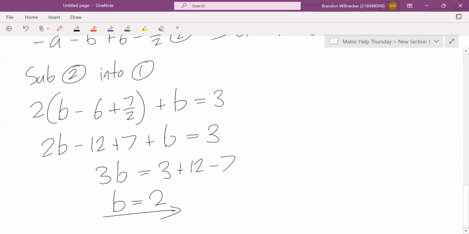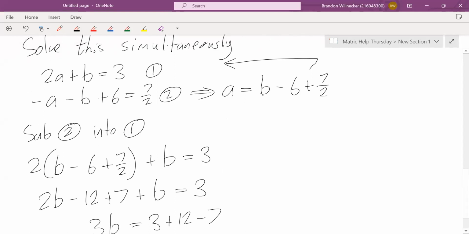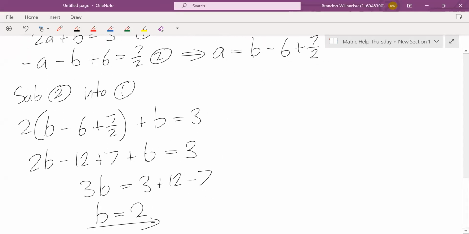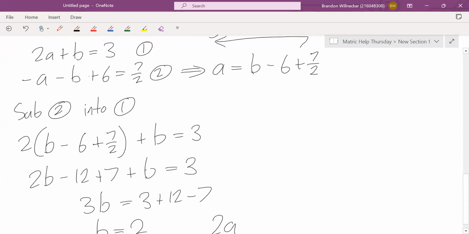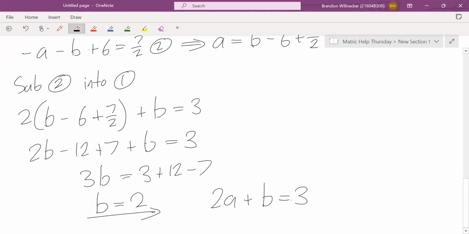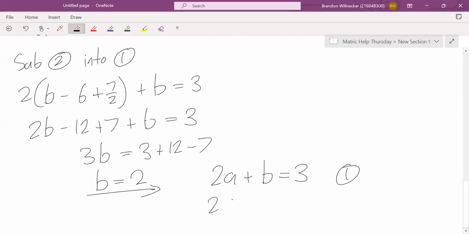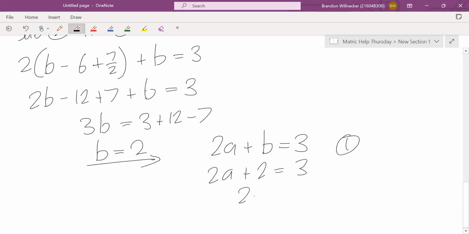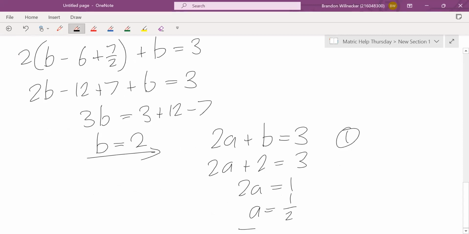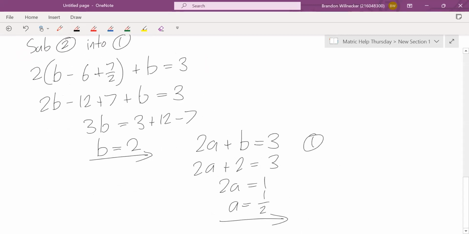Okay, now that we've got b, we can also solve for a. So we know that 2a plus b is equal to 3 from equation 1. We've got our value for b. So 2a plus 2 is equal to 3. 2a is equal to 1, so a is equal to 1/2. Yeah, as we wanted.